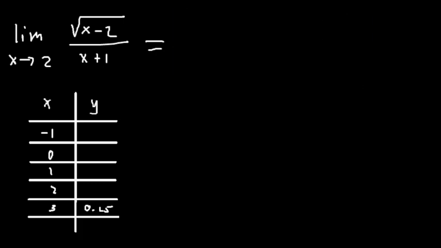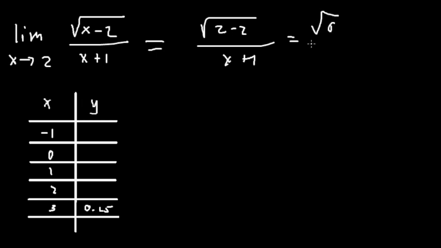Next, what if x is equal to 2? So it's the square root of 2 minus 2 over 2 plus 1. We can see that the square root of 0 is just 0, over 3. So if x is 2, the value is equal to 0.